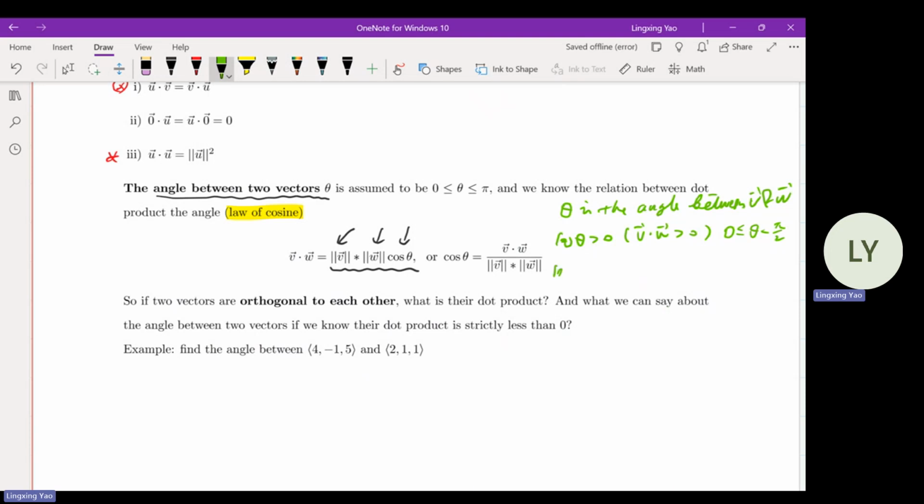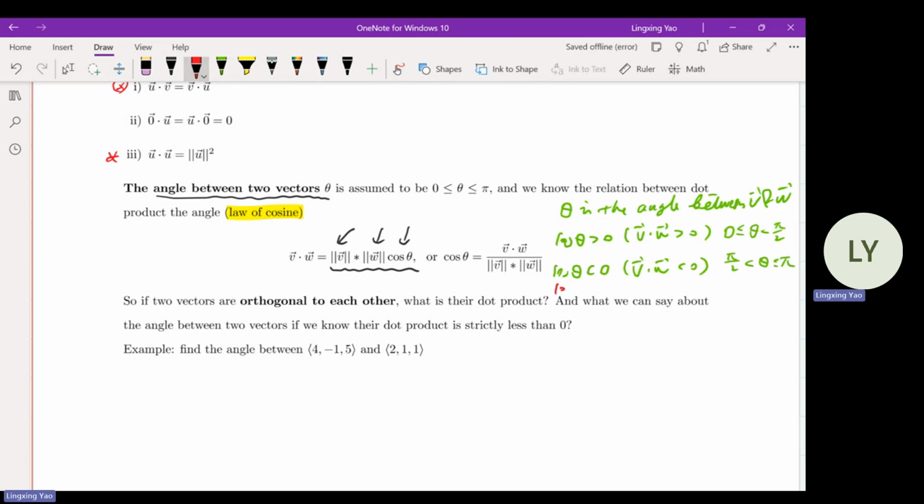On the other hand, if cosine theta is less than 0, this means the dot product will be strictly less than 0 also. This means the angle theta will be between pi over 2 and pi. And there's only one special case, obviously.